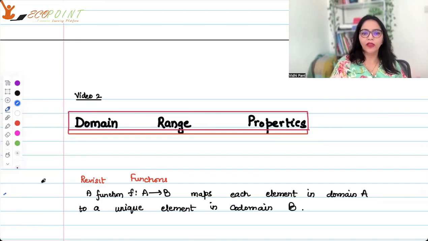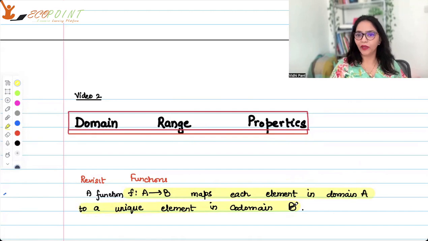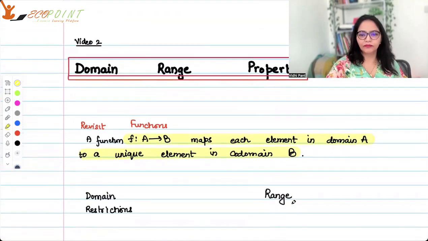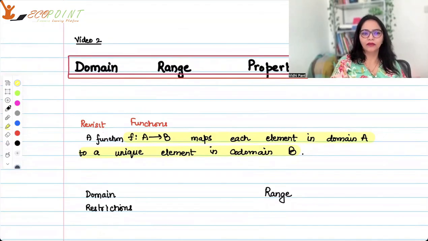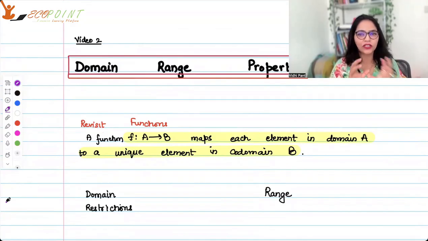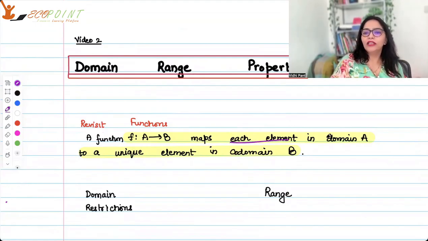A function from A to B maps each element in domain A to a unique element in codomain B, which exactly tells us that this definition tells us that there are some restrictions when it comes to the x's that we take, or the input, or the domain. What is the restriction? So each element in the domain A needs to be mapped.